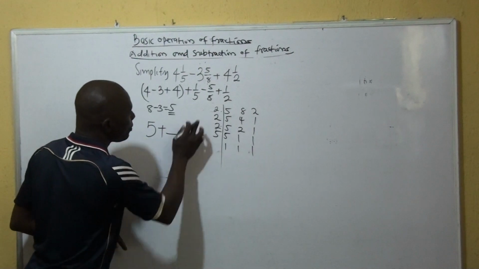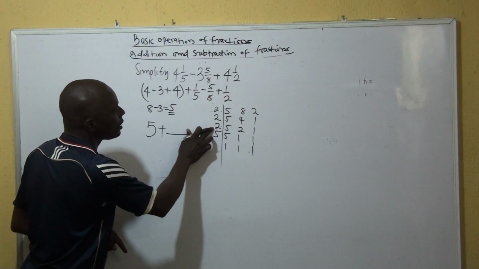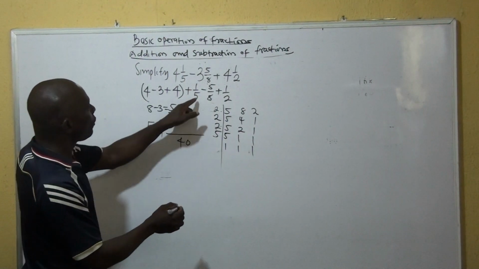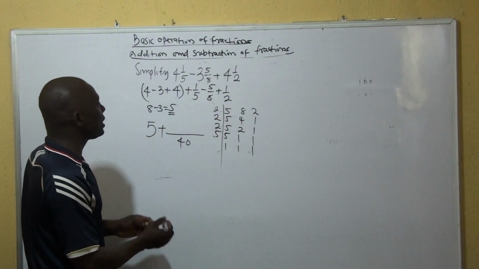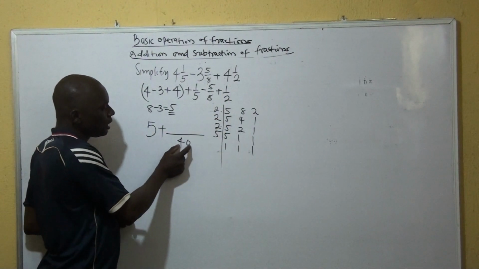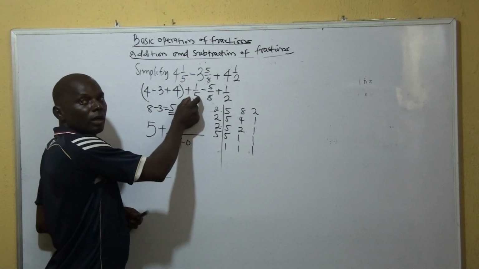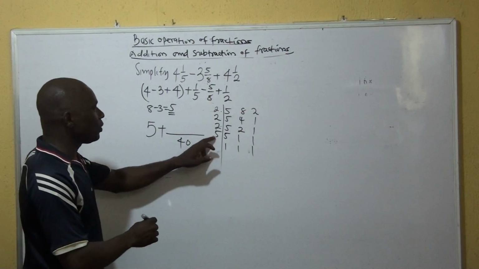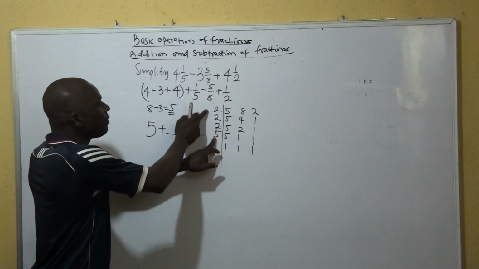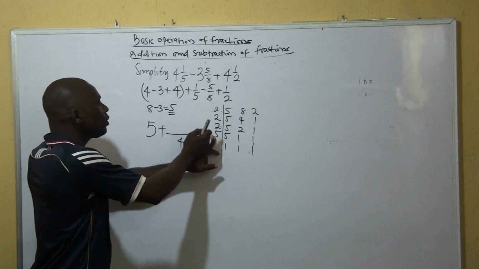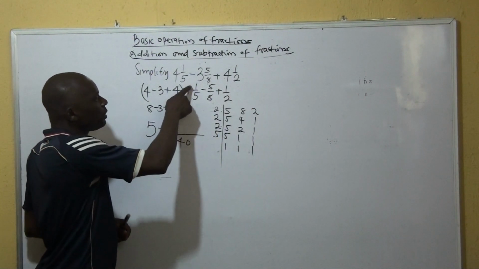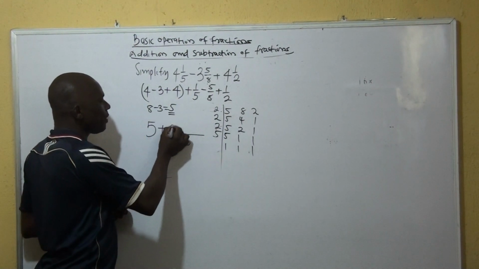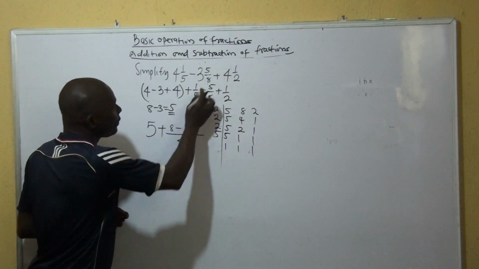So let's find the LCM. 2 times 2 is 4, 4 times 2 is 8, 8 times 5 is 40. So the LCM of 5, 8, and 2 is 40. The next thing is you are going to use this LCM to divide each denominator, so 40 divided by 5. You just hold 5 and multiply the remaining numbers: 2 times 2 is 4, 4 times 2 is 8. The 8 so obtained, we use it to multiply the numerator here. 8 times 1 is 8, so we have 8 here. Then we have a negative here.